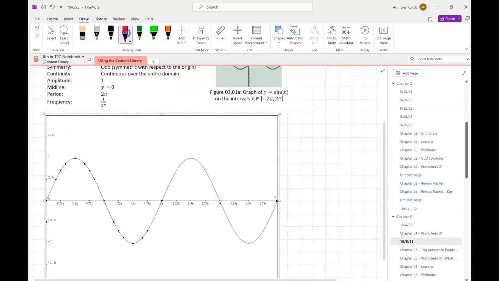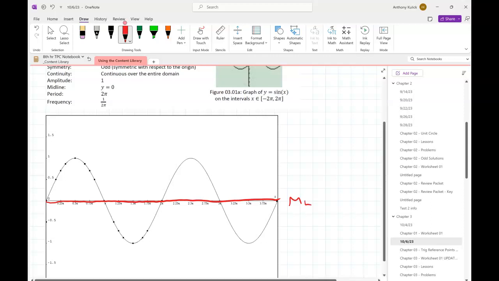All right, so I'm going to start with the midline. Basically what the midline does is it divides the graph in half vertically. So I want half of the graph above the midline and half of the graph below the midline. So the x-axis here, or the line y equals 0, would act as our midline. Everybody's okay with that? We can see that there's equal amounts of the graph above and below the x-axis. So far, so good?